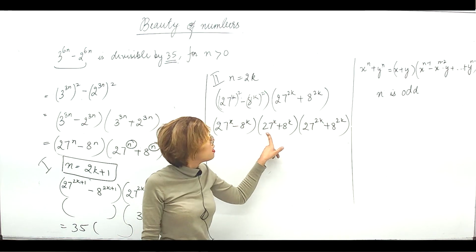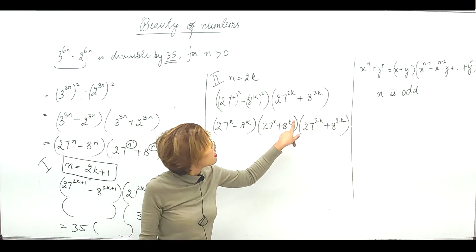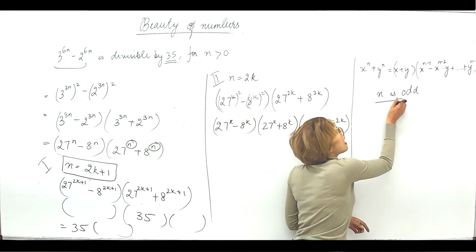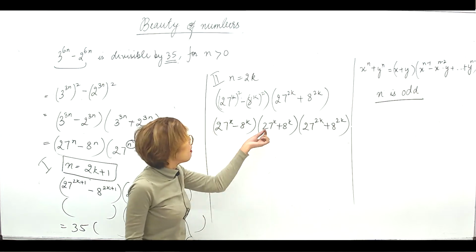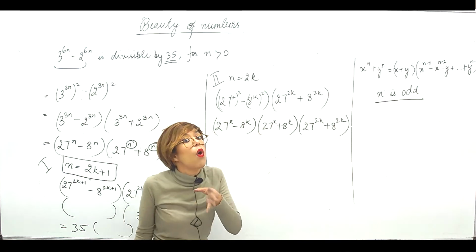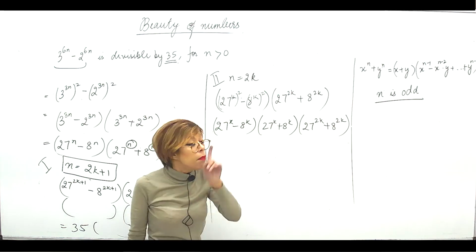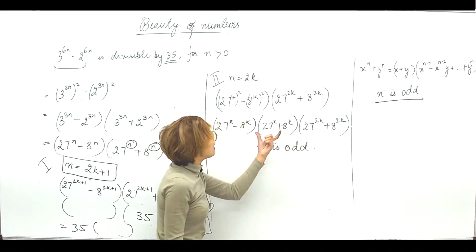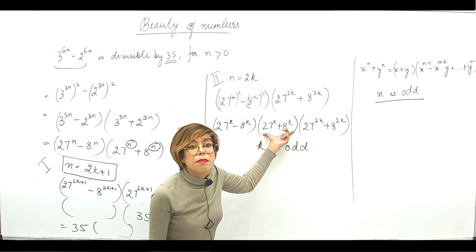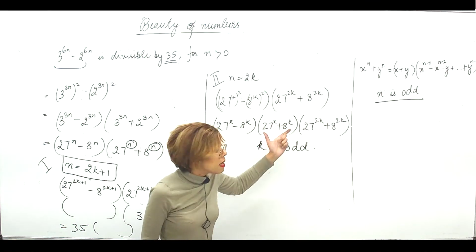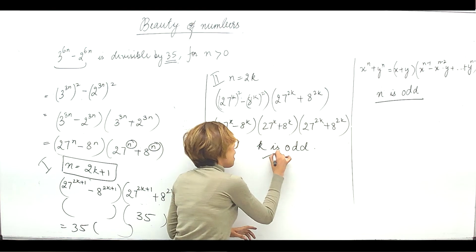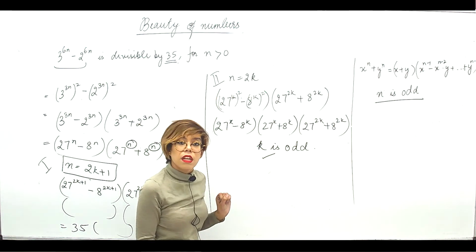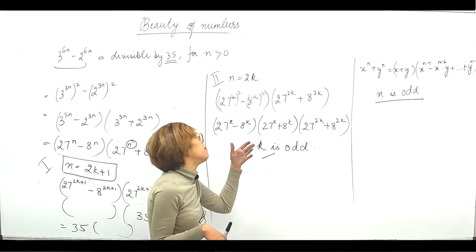Right? Now you want divisibility by 35. Again you have this 27 raised to k plus 8 raised to k. But again the condition is that the power has to be odd. Now you will say, ma'am, we don't know anything about k. It might be odd or it might be even. But if k is odd, I'll get one of the factors as 27 plus 8, which is 35. If k is odd, I have proven that the number is divisible by 35. But now you will say, ma'am, what if k is even?